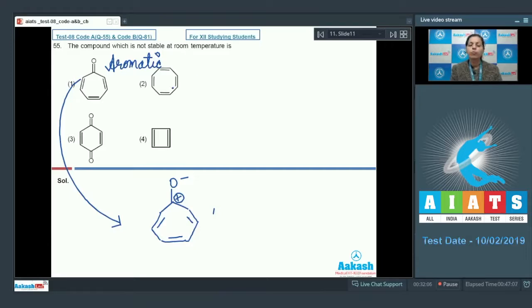For the second option, the compound given in the second option has 4 double bonds given here, and it is a non-aromatic compound because it is not following the principle of aromaticity. That one, it should be planar, it should have 4n plus 2 pi electrons. That's why it is non-aromatic. Now the compound here is in option 3. If we talk about this compound, it is also non-aromatic.